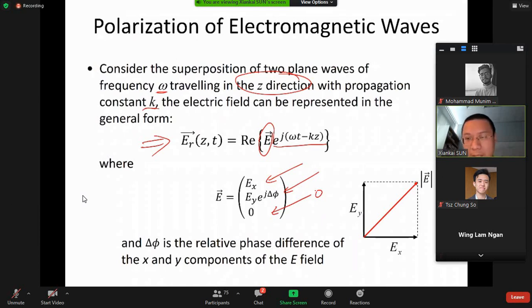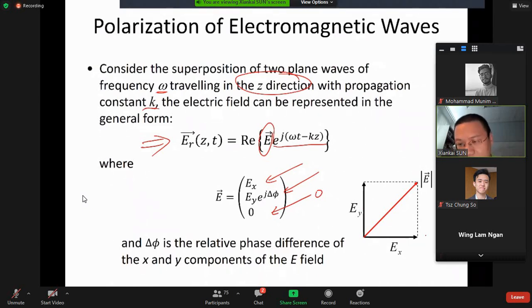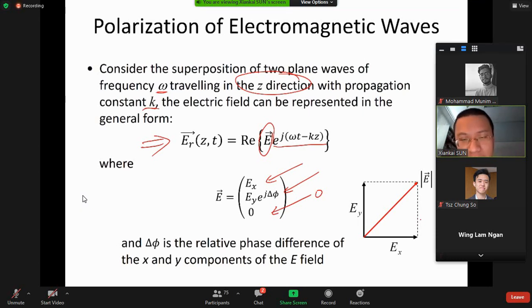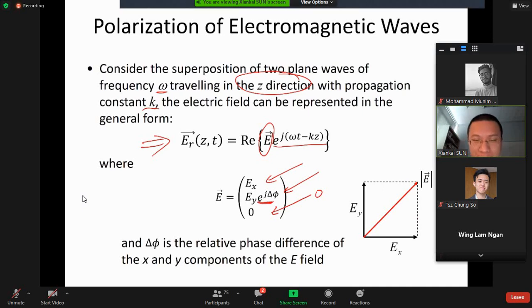All right. So then we can plot the x and y components in this xy plane. And without loss of generality, we can define Ex to be a real number, and Ey to have an additional phase with respect to the X component. So delta phi is the relative phase difference of the X and Y components.